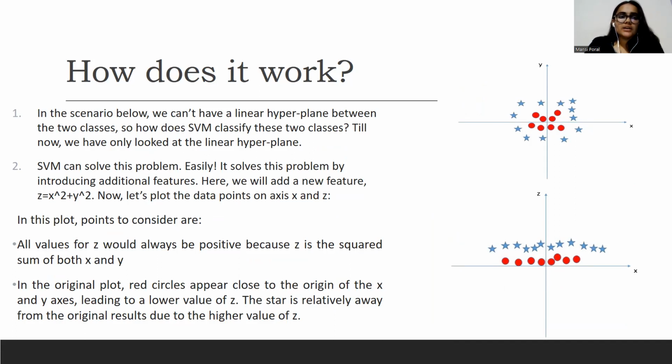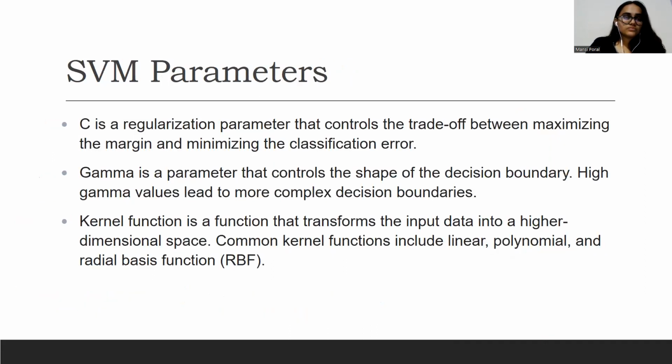In this plot, a point to consider is that all the values of z are always positive, because z is the squared sum of both x and y. In the original plot, red circles appear close to the origin of the x and y axes, leading to a lower value of z. The stars are relatively far away from the origin, resulting in a higher value of z.